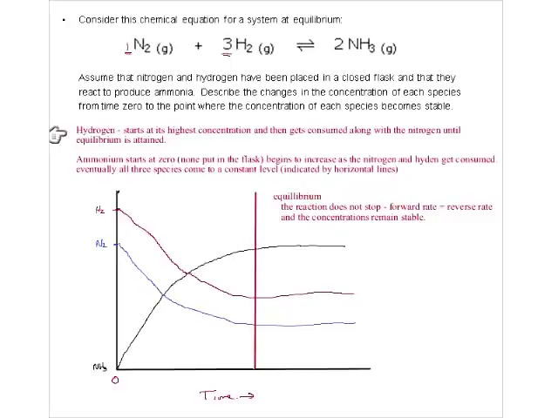If we wanted to do a little analysis here, hydrogen starts at its highest, and then it gets consumed a long way until it starts to drop, and then we reach equilibrium. And ammonia starts at 0, and the concentration begins to build until it becomes stable when we've reached equilibrium.